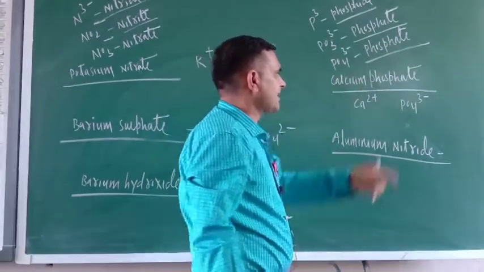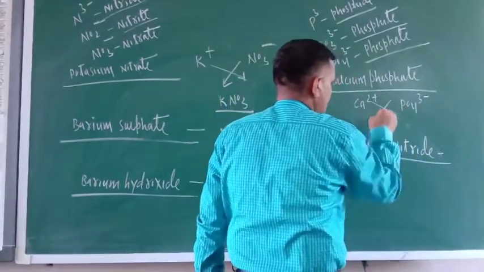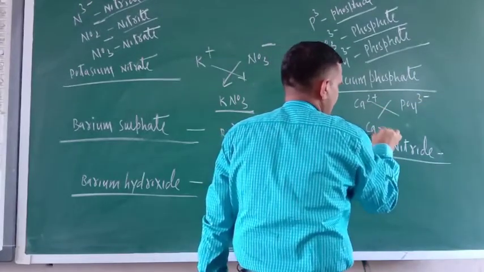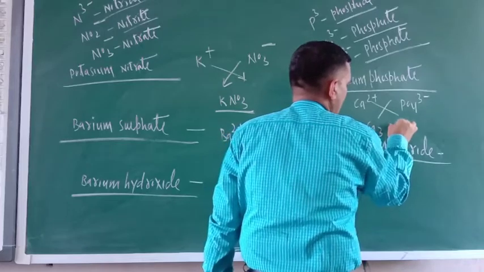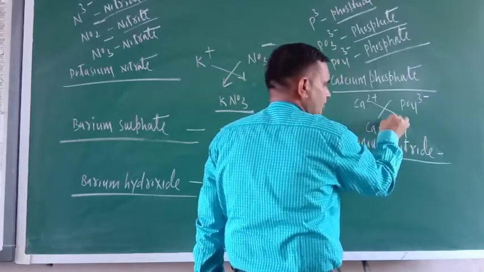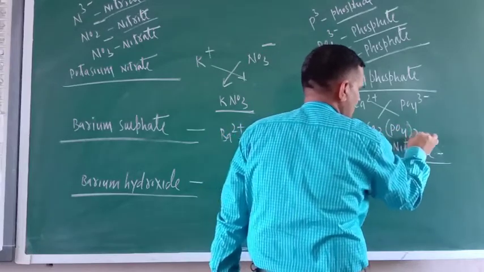So here calcium phosphate, crisscross this one. What would be the formula? Now 3 will be here, Ca3. Now PO4 2. If you write 2 here, it will become 42, so it should be written whole twice.